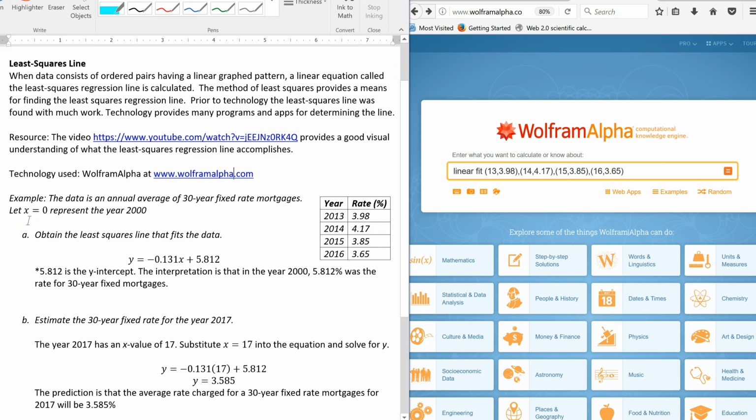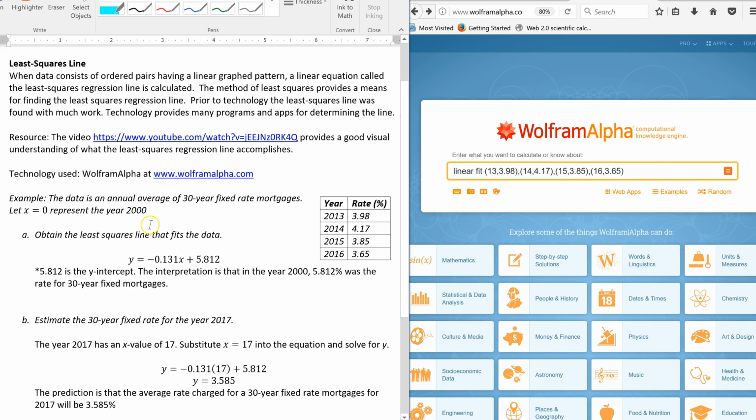The example that I am going through today has data that is an annual average of 30-year fixed-rate mortgages. So for the year 2013, the average rate that was lent for a 30-year fixed mortgage was 3.98%. In 2014, 4.17%, and so on. I'm going to let x equal 0 represent the year 2000. That'll allow me to record the year 2013 as just 13.